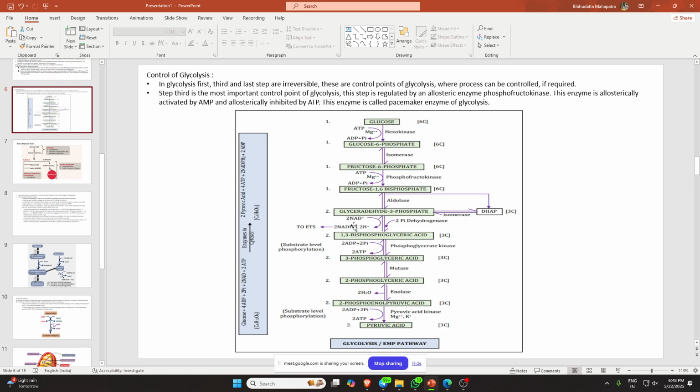Now 2 NADH. Now we are studying aerobic respiration. In anaerobic respiration, this 2 NADH is used in the formation of ethanol or lactic acid. But when it is going to the mitochondrial matrix, this 2 NADH will give how many ATP? 2 into 3, 6. So here 6 ATP plus 2 ATP in glycolysis.